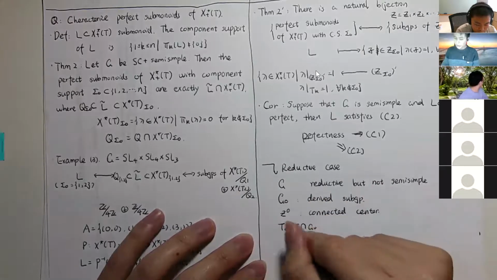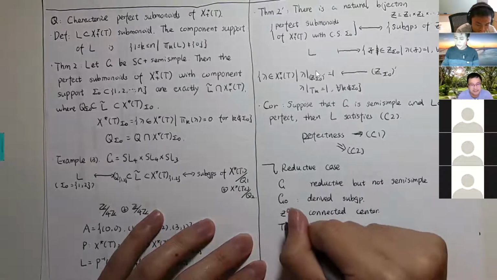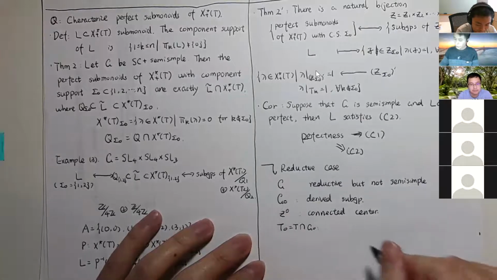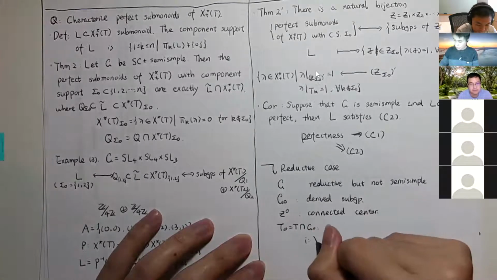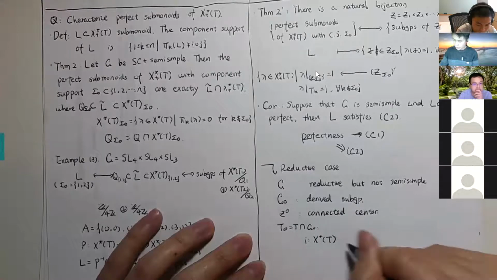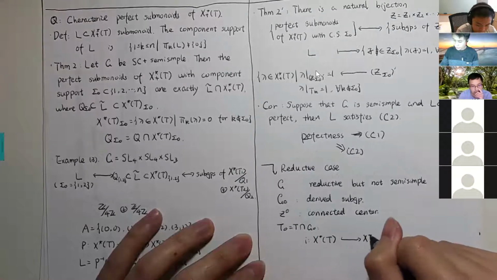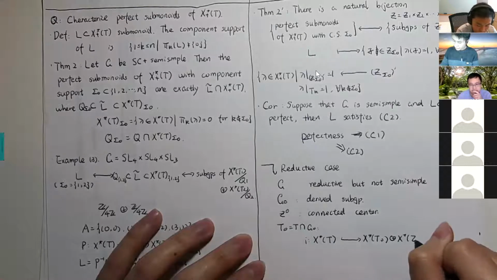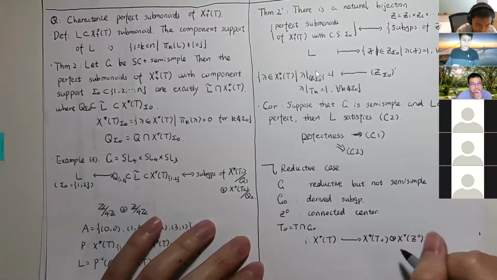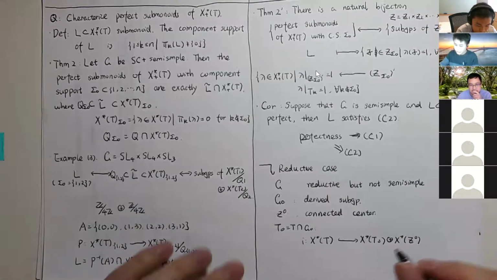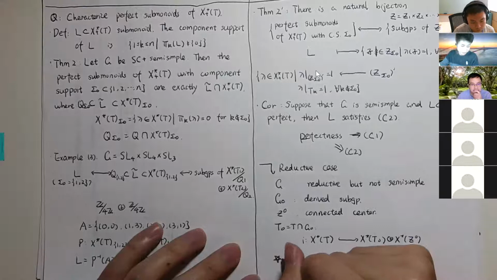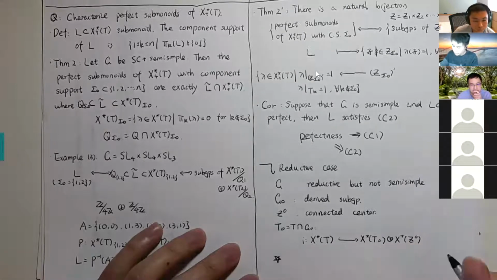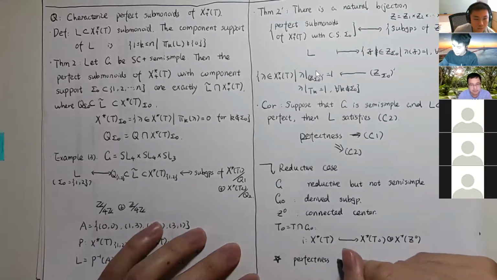And we know that T is an almost direct product of T0 with D0. So there is a natural bijection from X star T to this direct sum, just by simple restrictions. And what we have is, maybe I don't write it down as a proposition. So the thing is, actually perfectness is actually linked by I.